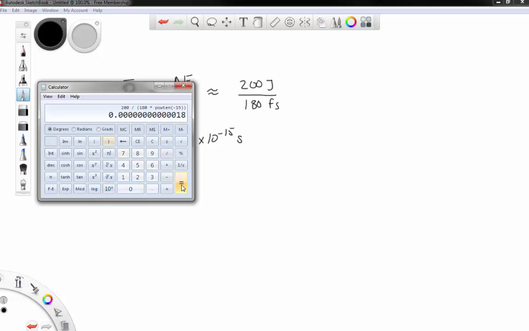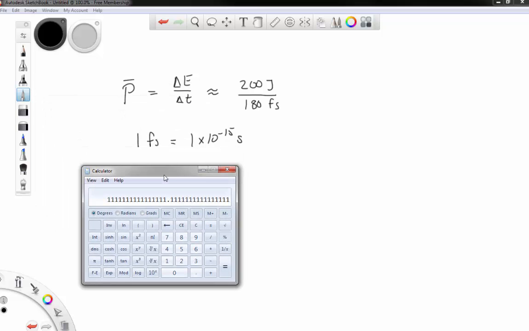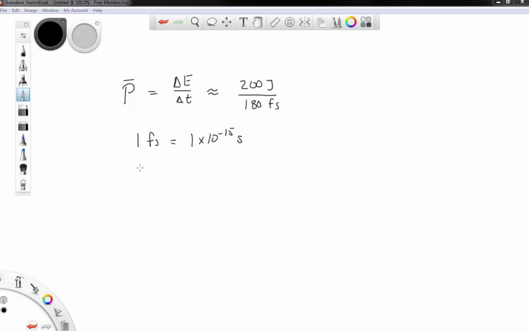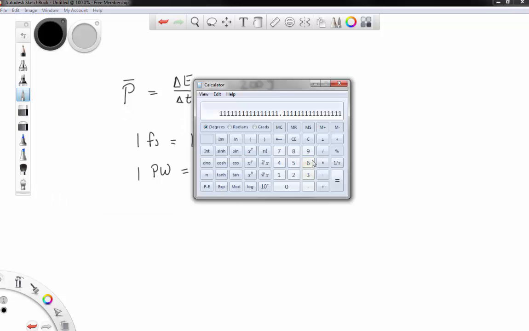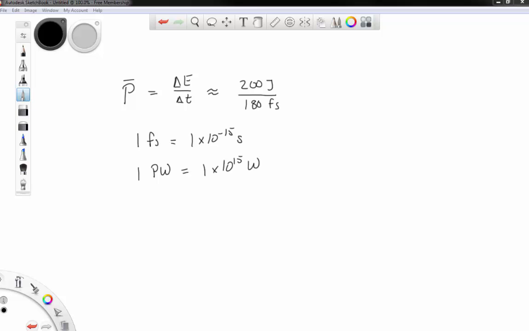So that's like this. Now we get our number. That's a lot of ones. Remember that we want to know how many petawatts this is. A petawatt equals 1 times 10 to the 15 watts. So let's convert this to petawatts. Basically, that means we're going to divide by another 10 to the 15, and we get 1.111 petawatt.